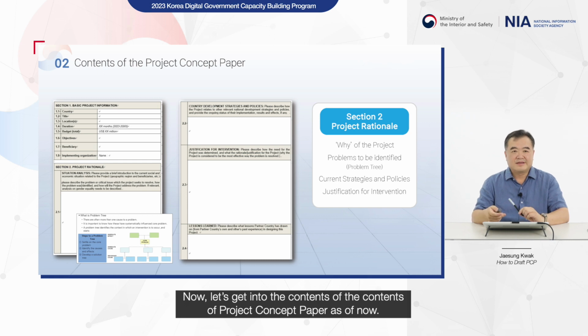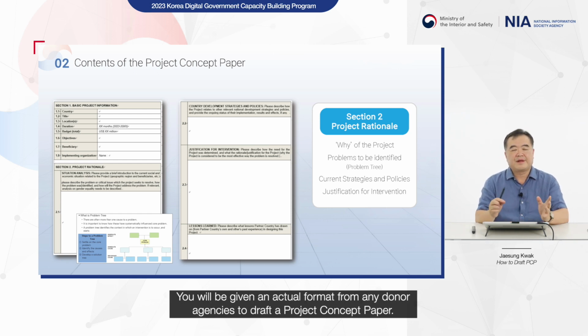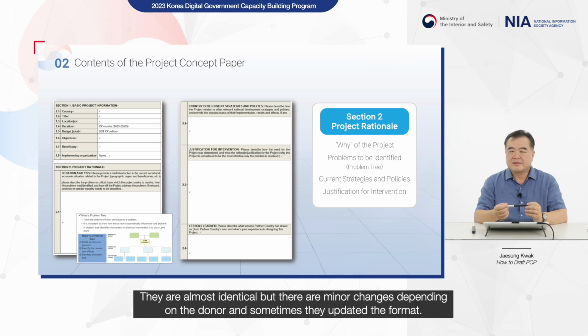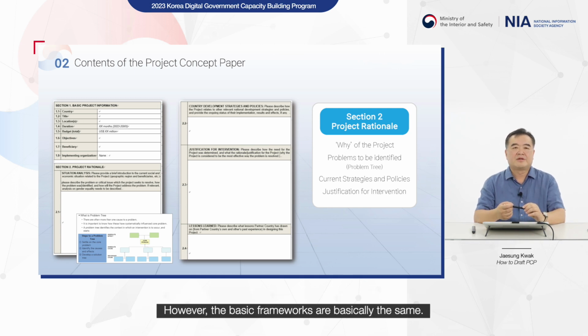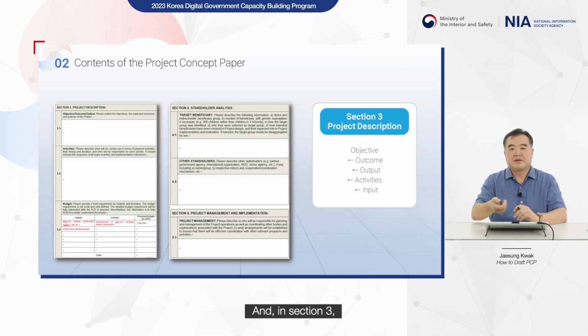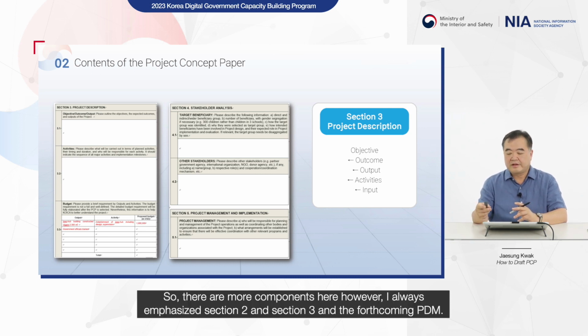Okay, now let's get into the contents of the project concept paper. You will be given an actual format from any donor agency to draft a project concept paper. They are almost identical, but there are minor changes depending on the donor, and sometimes they update the format. However, the basic frameworks are basically the same. You start with the summaries, as you see in 1.1, and then you move to section 2, the proposed rationale. And in section 3, you will see the project description. So there are more components here. However, I always emphasize section 2 and section 3 and the forthcoming PDM.